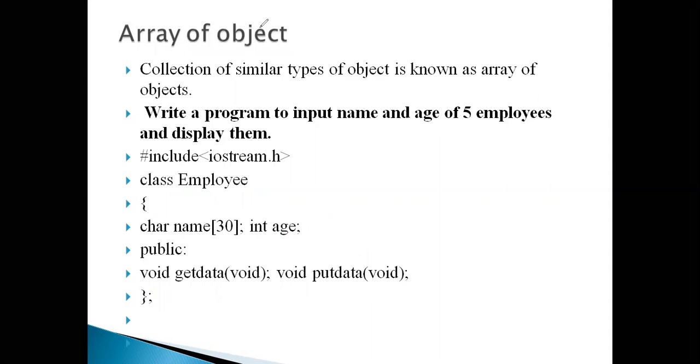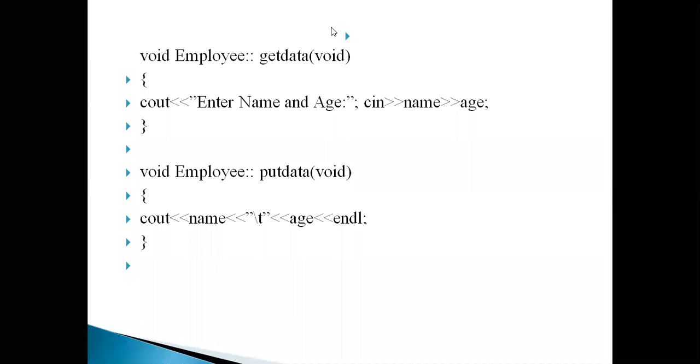Now come to the function definitions. Here I define the function get data, whose return type is void, and get data is in the employee class. Since I define it outside the class, I am using the scope resolution operator. Here I enter the name and age by means of cout, which will be displayed on the output screen, and with cin statements I am entering name and age.